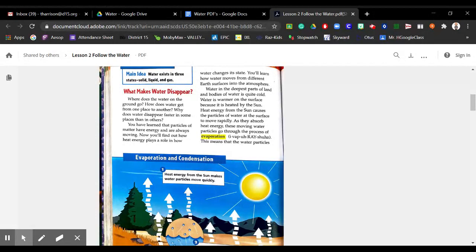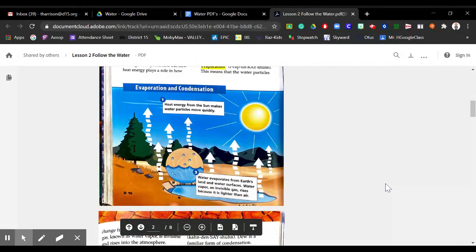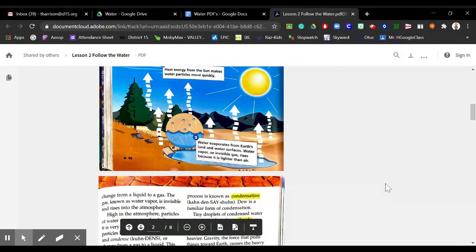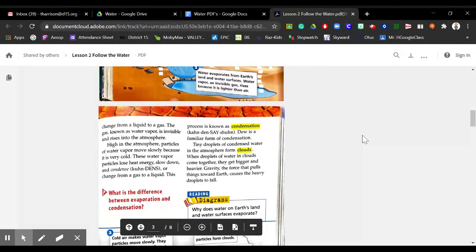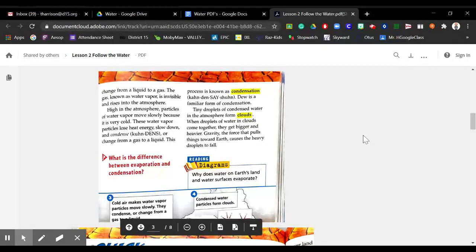This means that the water particles change from a liquid to a gas. The gas, known as water vapor, is invisible and rises into the atmosphere.